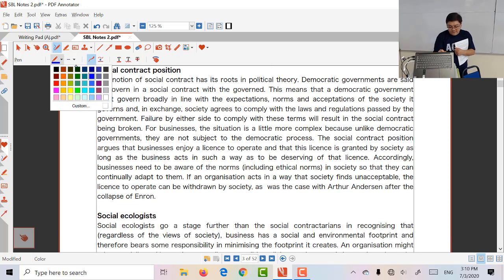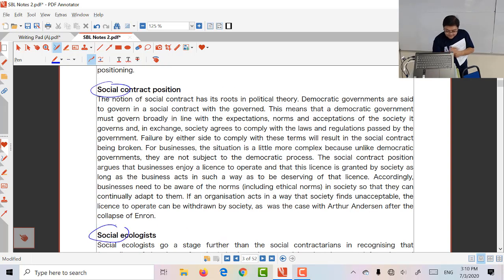Okay, next one. Now these two positions have the word social there, meaning it concerns people. Okay, social contract, as well as social ecologist. It concerns people, all right? Okay, what is the difference between social contract and social ecologist? There's a very thin line here. Now, the description says that this is a term that they borrowed from political theory, all that. Now, you can read all that, but I just want to go straight to the point.